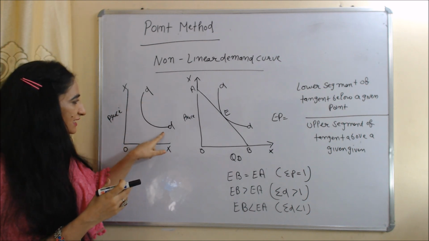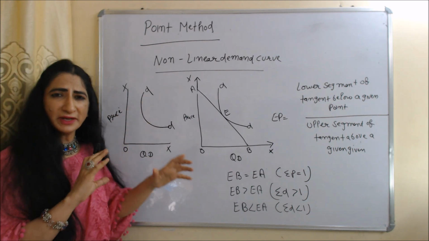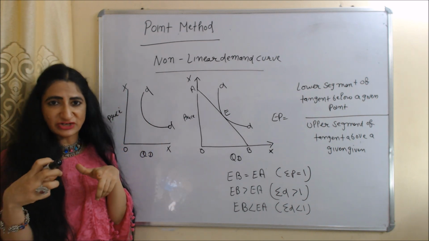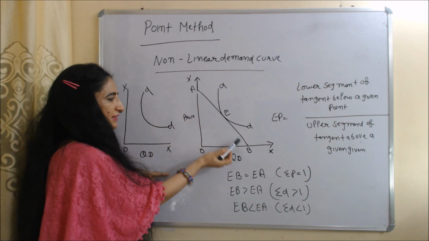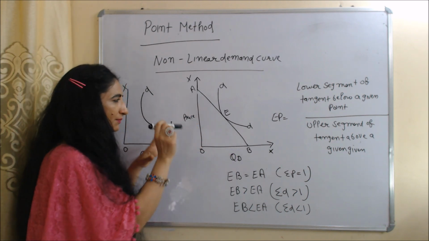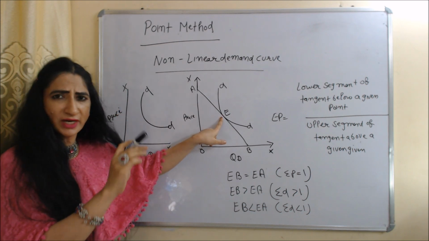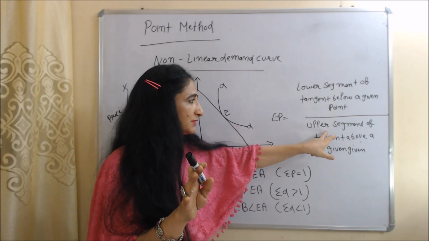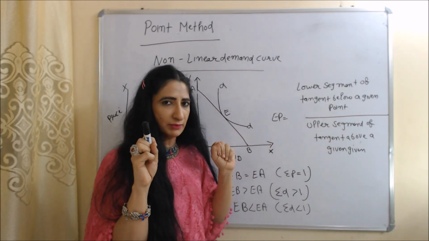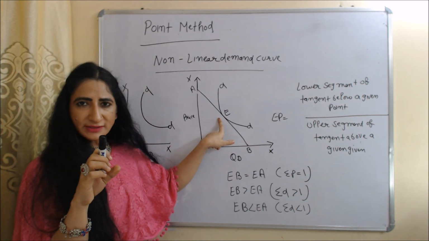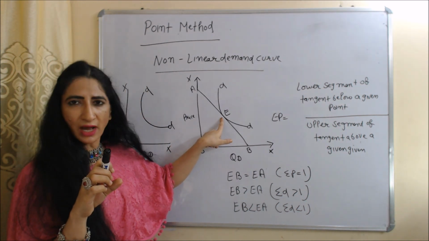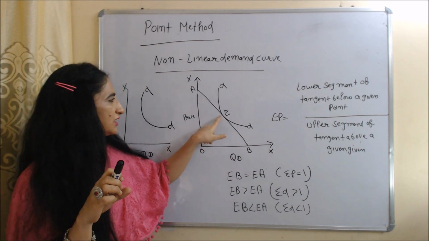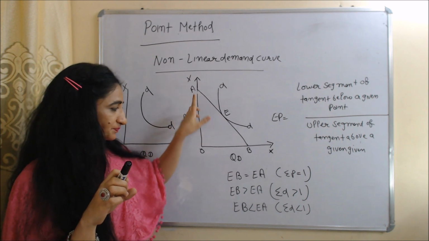Here you can see DD is a non-linear demand curve. Whenever you have a non-linear demand curve, first of all you need to draw one tangent. Here you can see we draw tangent AB and we want to measure price elasticity of demand at this E point. The formula is the same: lower segment of a tangent below a given point divided by upper segment of tangent above a given point. Here you can see the lower segment of the tangent below this E point is EB, and the upper segment of the tangent above this E point is EA.